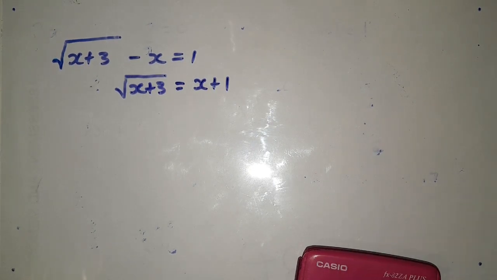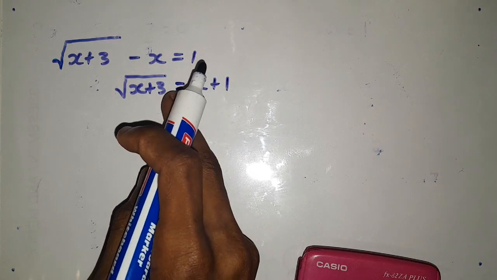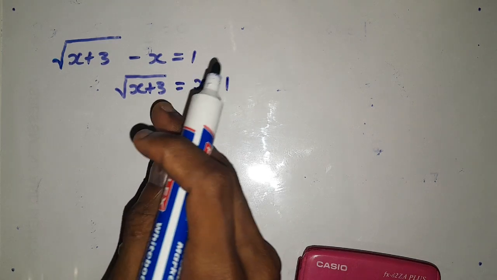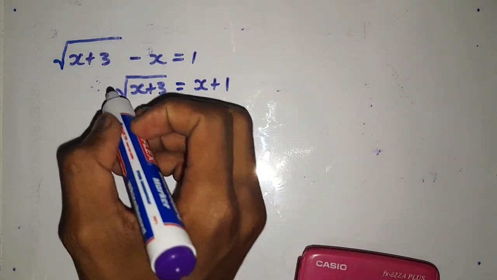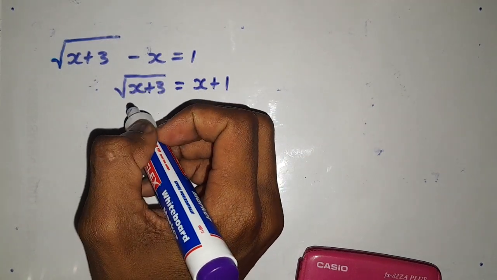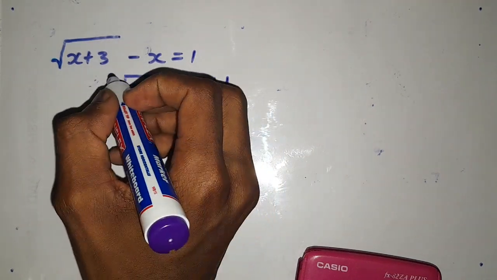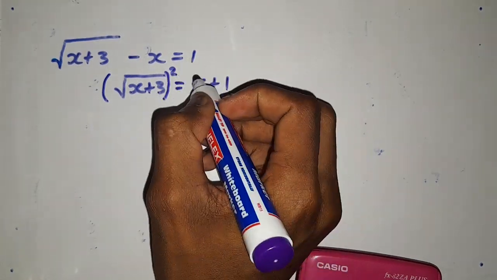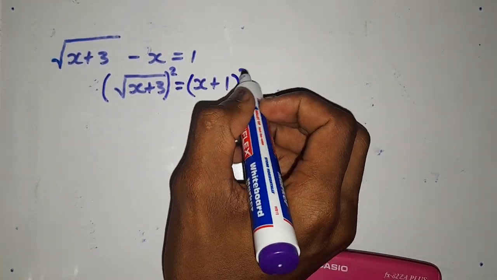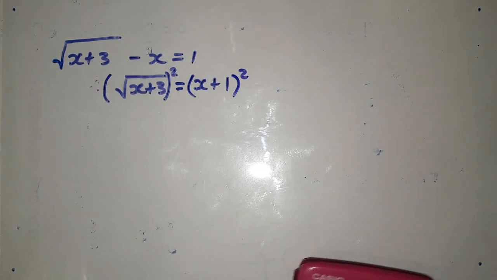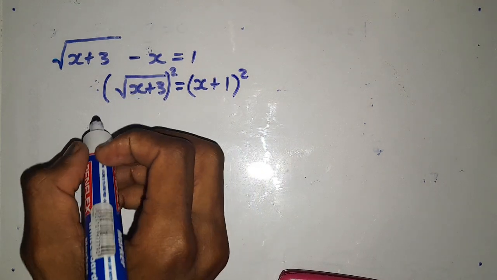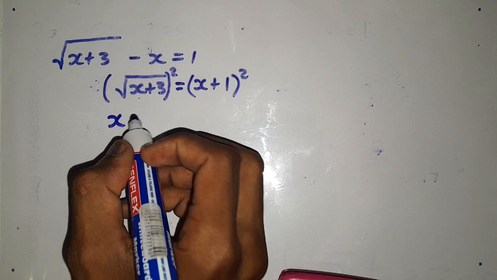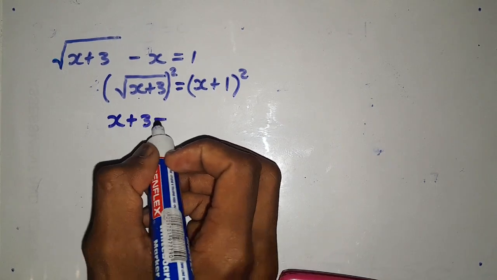Immediately after doing this, we want to get rid of this root. For us to get rid of this root, we need to take the square on both sides, not the root, the square on both sides. Then now for this one, you are going to get x plus 3.